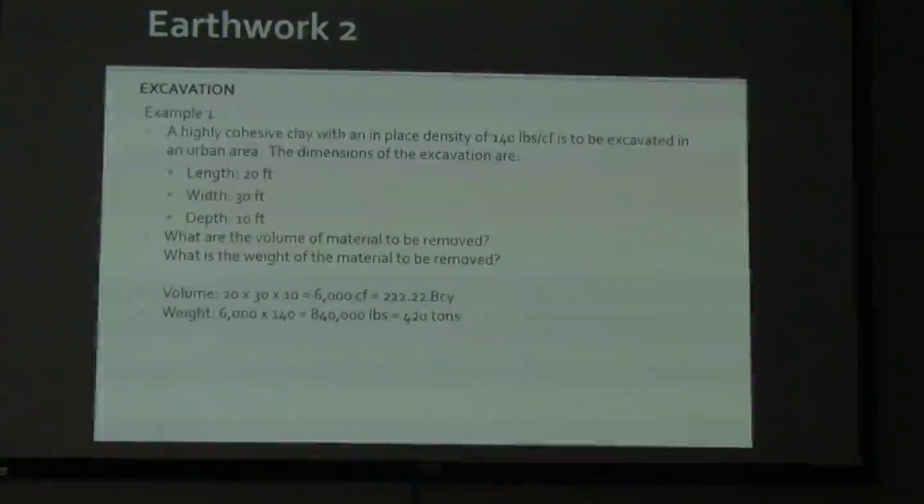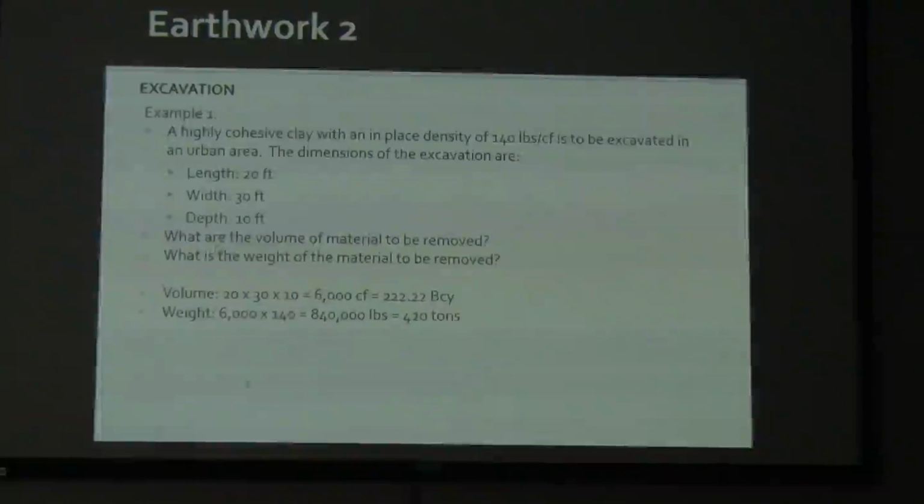We have an excavation of highly cohesive clay, which means that we have a very high C value when we're looking at the strength of the material. 140 pounds per cubic foot is to be excavated in an urban area. The dimensions of the excavation are something we've looked at before: 20 feet long, 30 feet wide, and 10 feet deep. What is the volume of material? What is the weight of the material to remove?